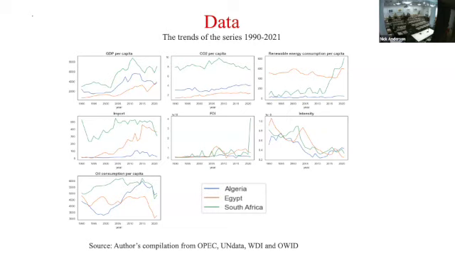Looking at the colors here, orange is for Egypt, green is for South Africa, and blue is for Algeria. As I said earlier, I'm going to discuss just two. At the end of my presentation, if you have any question regarding any of the graphs, I can explain further. So let's look at renewable energy consumption per capita.